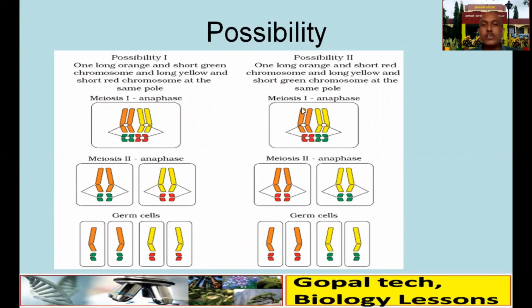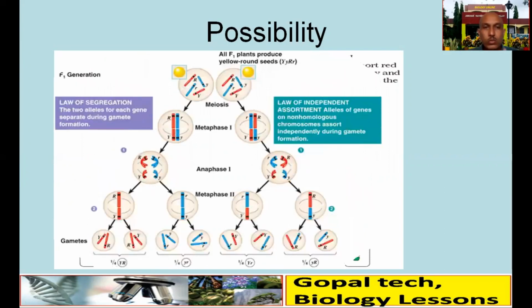And second possibility देखो यहाँ पे meiosis 1 anaphase में see. Okay, so this is the orange and short red and long yellow with a short green. So here these are the possibilities. So ये law of segregation है. So always there is a 50-50% chance. Now you follow that with the diagram what you have studied. So that is law of segregation. The two alleles of each gene separate during the gamete formation.